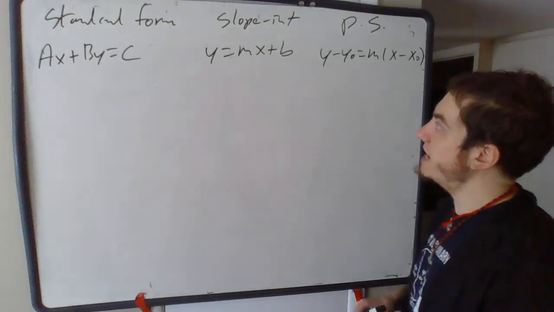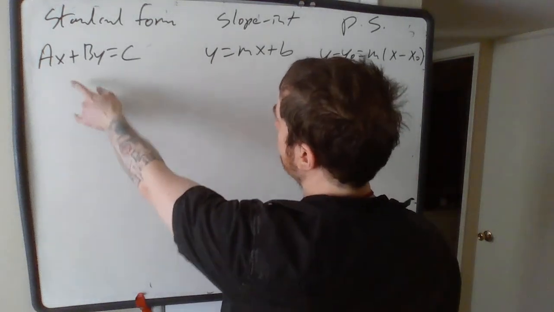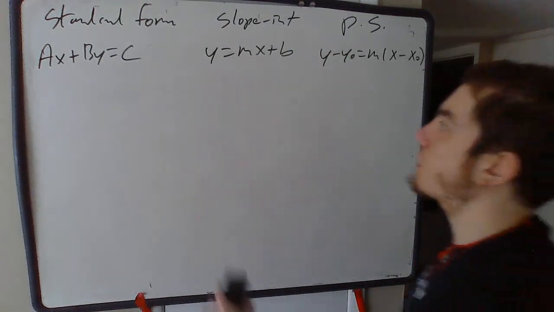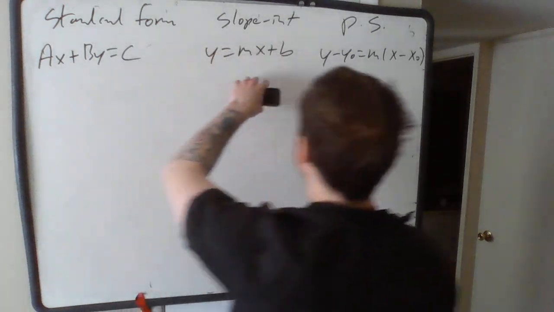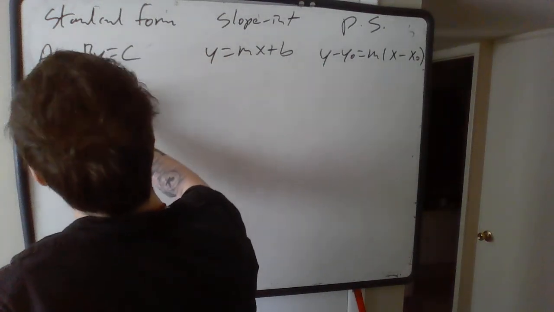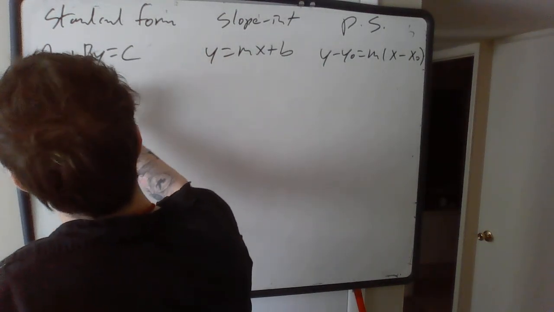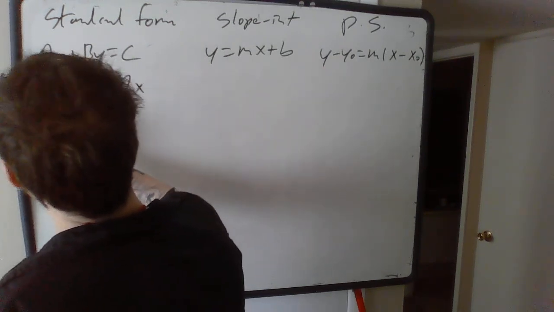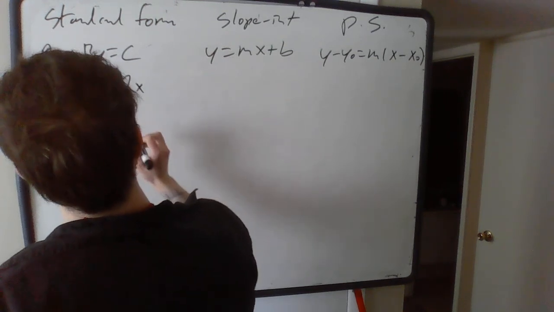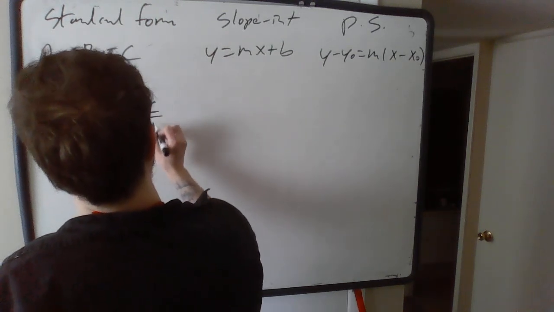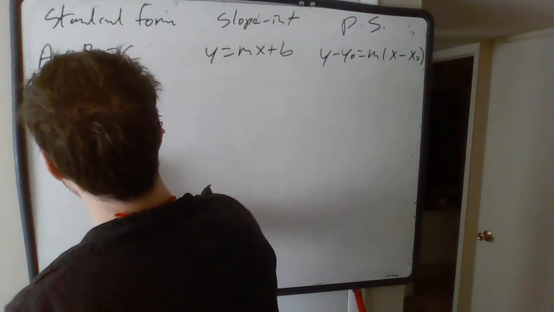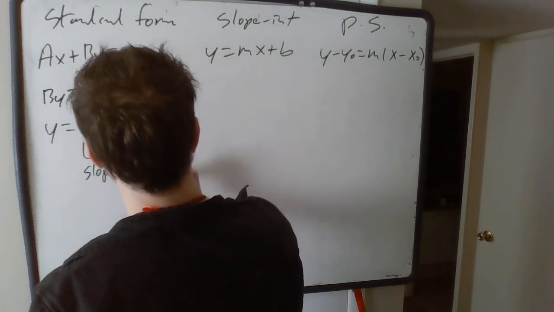Well, really, the answer is that you can rewrite your equation in any of these forms if you want to. So, for example, if I have something in standard form and I want to rewrite it in slope-intercept form, then I can do that. I just write by equals c minus ax, and that means that y is going to be equal to negative a over b times x plus c over b. So that means that this is my slope and this is my intercept.